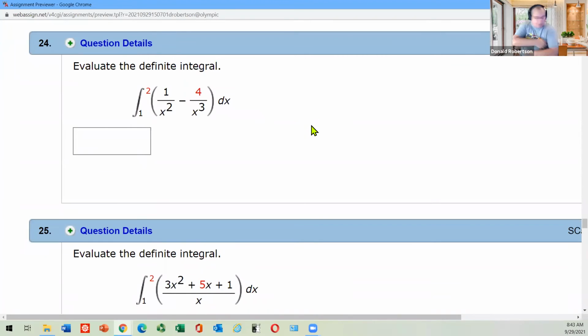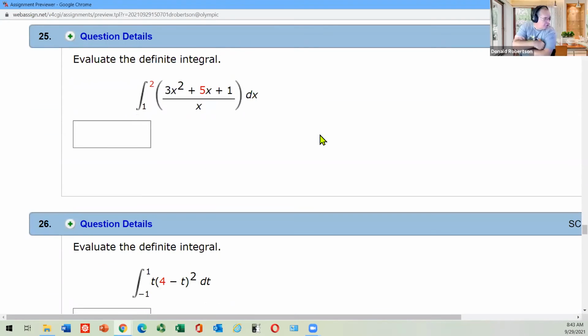Okay, what would you do in 24? What would you turn 1 over x squared into, for instance? X to the -2. Correct. And 4 over x cubed then would be? 4x to the -3. Isn't that just a power rule with ugly negative numbers? Yeah. And remember style points? Right. What are you going to do by 25?